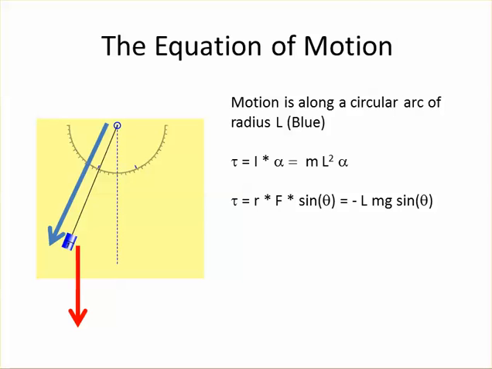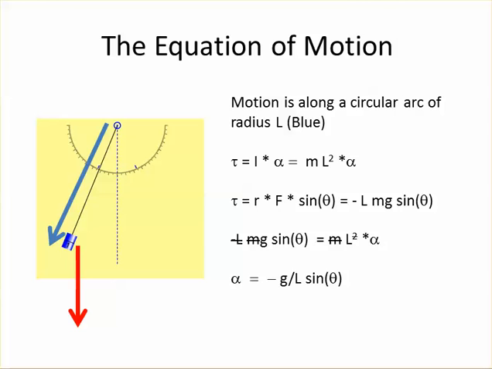We'll express all of these in terms of the variables of our system. The moment of inertia here is simply mass times the length of the string squared times the angular acceleration. The second expression for torque is going to be the length of the pendulum times the force of gravity downward times the angle between the gravitational force and the position vector of the mass, and that's going to give us the perpendicular force, or the amount of force parallel to the actual motion.